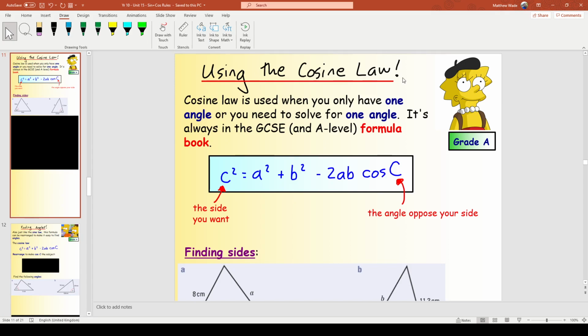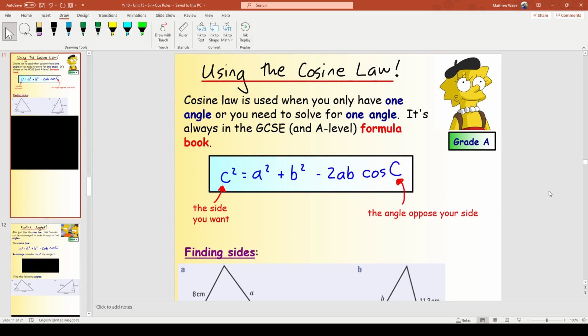So here's what I'm going to get you guys to do. I want you just to put the title using the cosine law, and please also jot down the formula. I'm going to explain it to you in a moment, but jot down the formula and these little notes. So if you want, push pause and do that. So get this all jotted down.